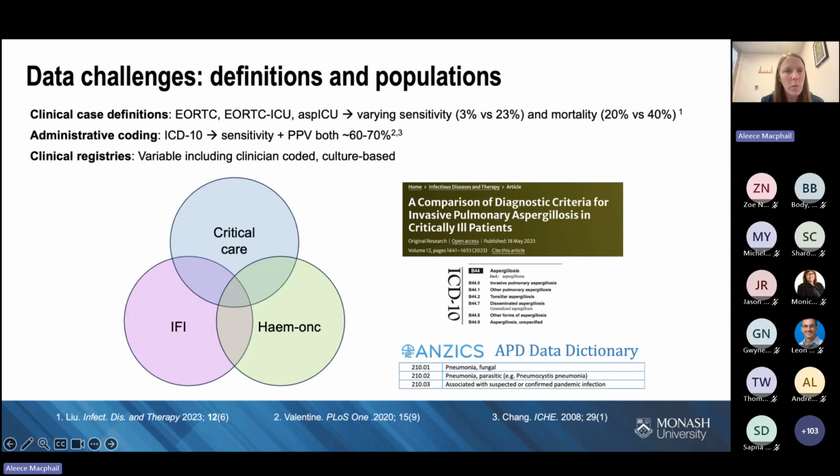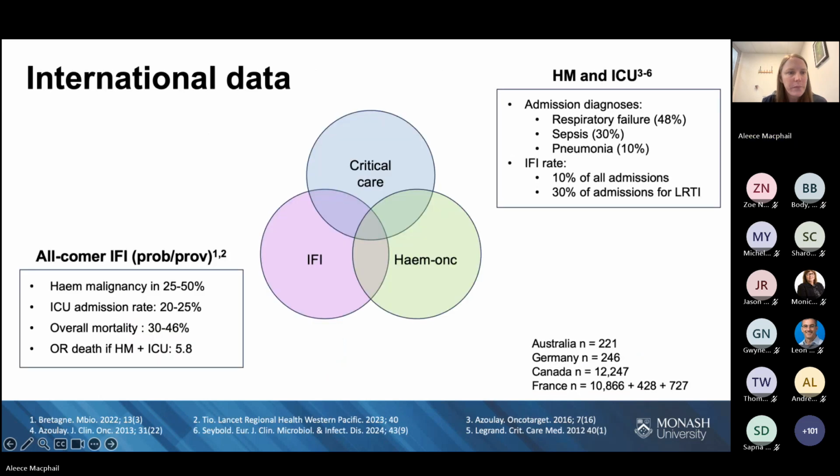It's not really about one definition being better than the other. They all have strengths and weaknesses. The important point is that they're not interchangeable, and so it can make these data very difficult to compare. As a general rule of thumb, if you've got a low sensitivity and high specificity definition, you are selecting out for patients that can meet that definition who may have a higher burden of infection and therefore higher mortality. So with those caveats in mind, there is some useful international data that we can draw on.